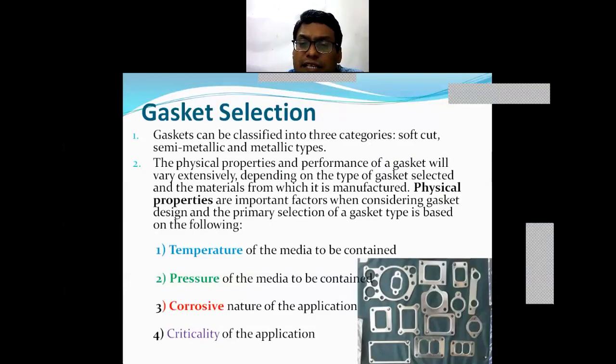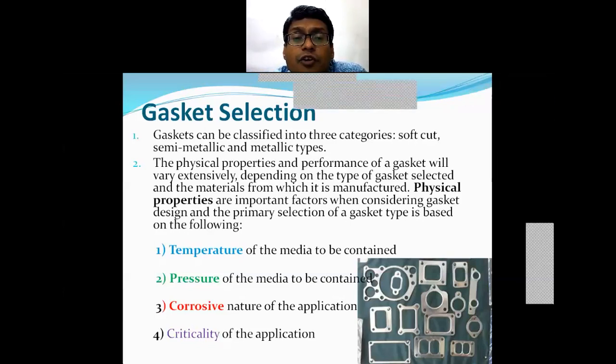Now the selection of gaskets. In this figure, you can see the gaskets can be of different shapes. As the flanges have different shapes, similarly the gaskets can also have various types of shapes. The gaskets can be classified, one type of classification being soft cut, semi-metallic and metallic type, which we will discuss in detail afterwards. The physical properties and the performance of a gasket will vary extensively depending on the type of gasket selected and the materials from which it is manufactured.